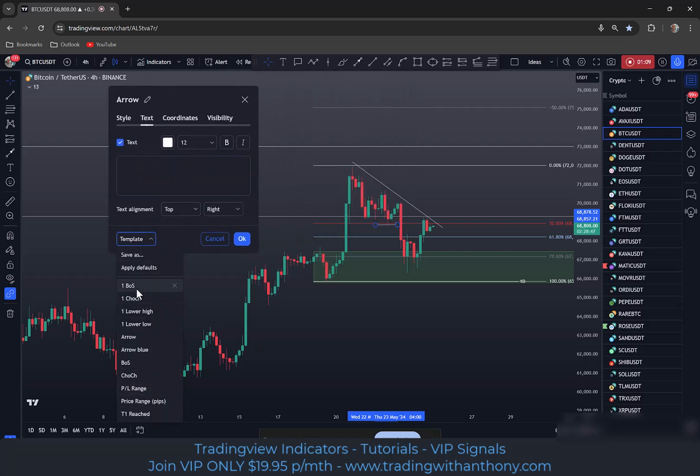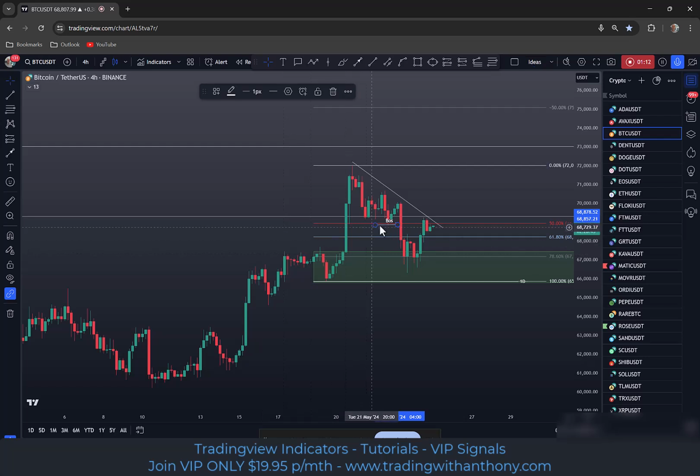Let me just show you. Break of structure. See this thin candle? It's displaced to the downside. There's a lot of selling behind that. There's big volume behind that. So we may possibly see more downside.